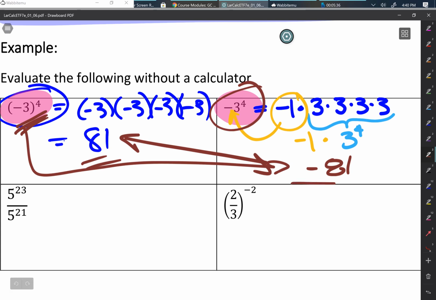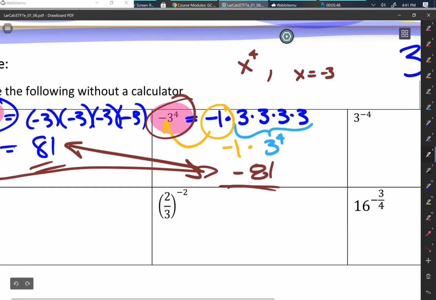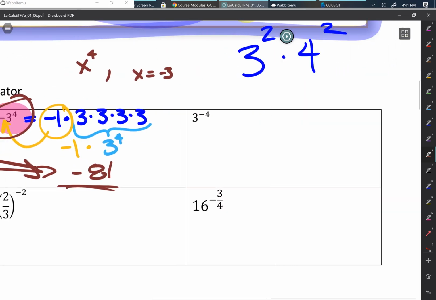Most commonly, this wrong negative answer shows up when you have something like x to the 4th, and we're told that x is negative 3, and we need to evaluate that. Okay? So just be careful of that. That's a common mistake. Watch what's happening.